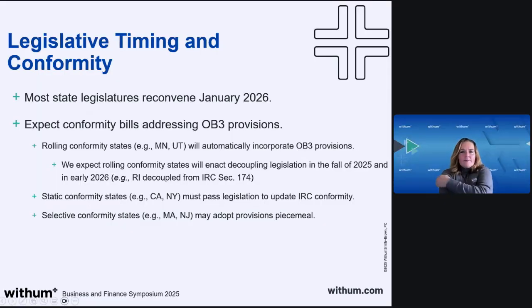All right. So both Jonathan and I have touched on this, that there's going to be a lot of activity in legislatures beginning in January 2026 when they reconvene. So in terms of the OB3 provisions, we can expect the rolling conformity. Like I said, they've already conformed, but we expect those states to decouple from one or all or a number of them. For example, Rhode Island has already decoupled.